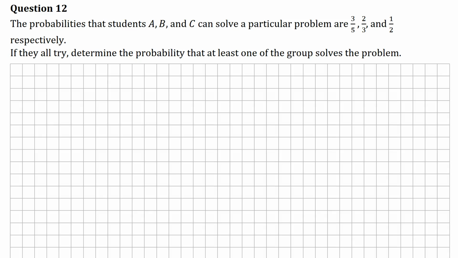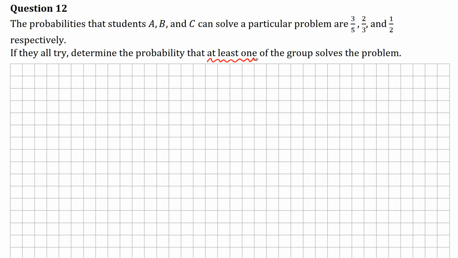Okay, so the probabilities that students A, B, and C can solve a particular problem are given, respectively. If they all try, determine the probability that at least one of them solves the problem. Now, when we see problems of "at least one", there can be lots of different combinations to work out.